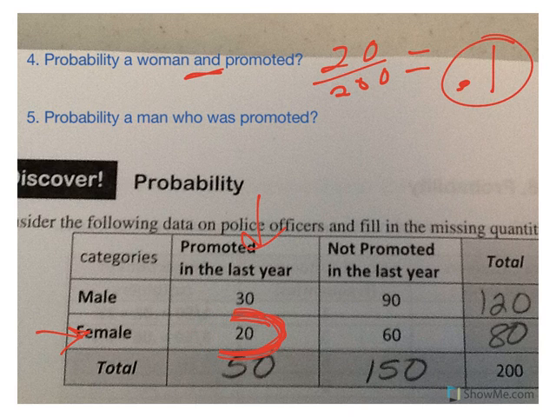Let's look at number 5. Number 5 says, find the probability of a man who was promoted. Well, here are the men, here's promoted.